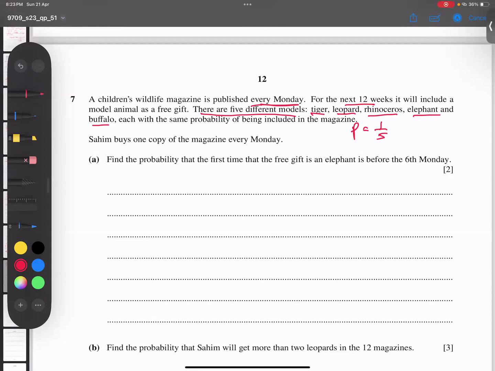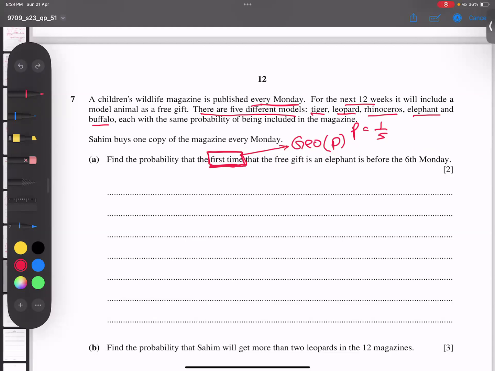So find the probability that the first time, whenever the first time comes. This is a geometrical probability, and in the bracket we always have P. So students, what question is he asking here? The first time he gets a free gift, as in the elephant, is before the 6th Monday, I mean before 12. So he will get it the first time.